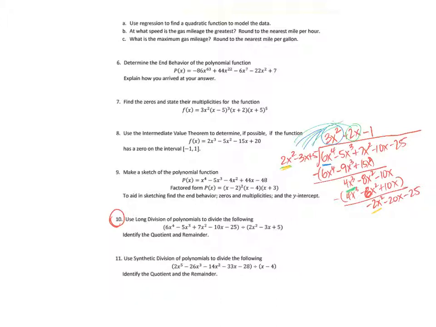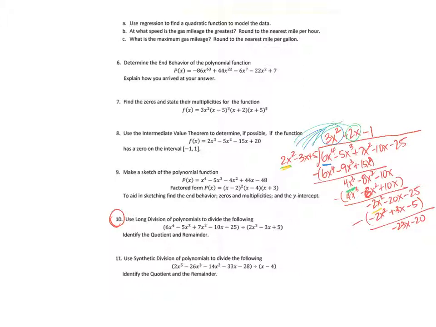So 2x squared times negative 1 is negative 2x squared. Negative 3x times negative 1 is plus 3x. 5 times negative 1 is minus 5, and then I want to subtract all of this. So I'll have negative 2x squared plus 2x squared is 0x squared. Negative 20x minus 3x is minus 23x. And then negative 25, and it's going to be a plus 5, is going to be a minus 20.